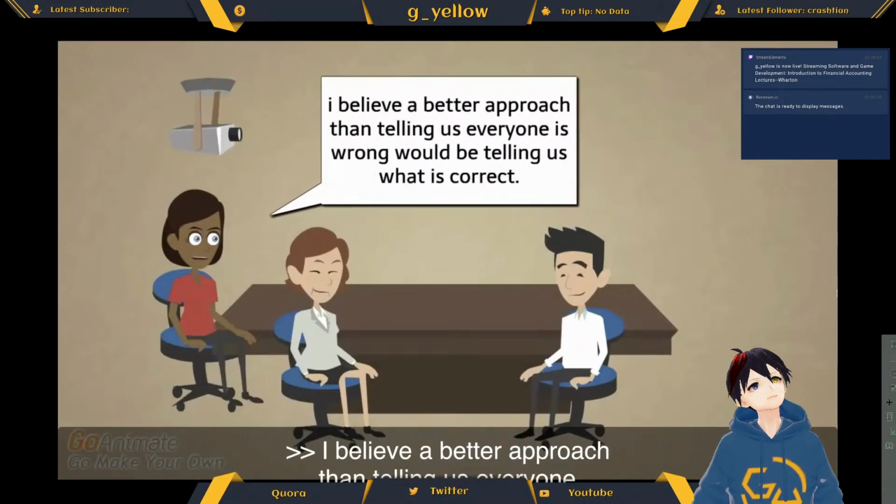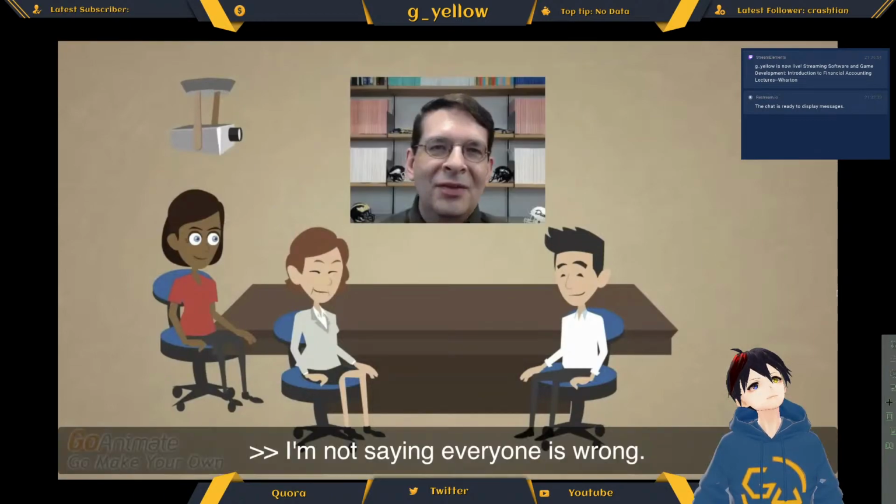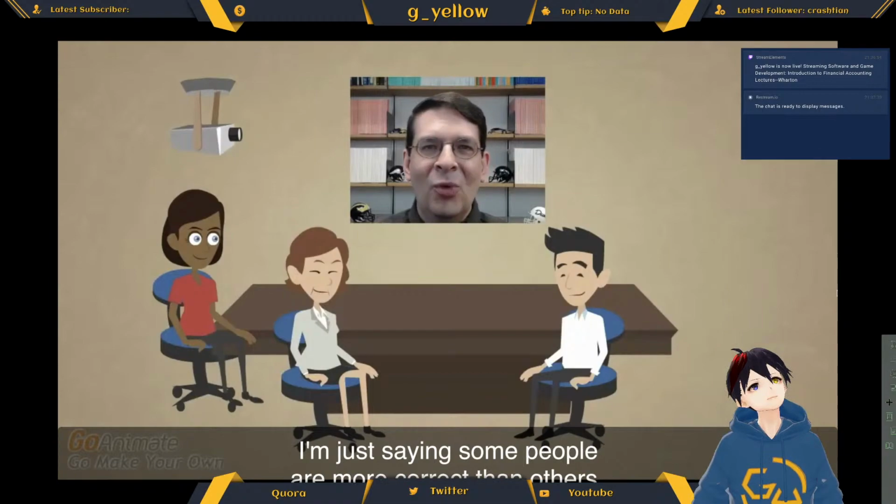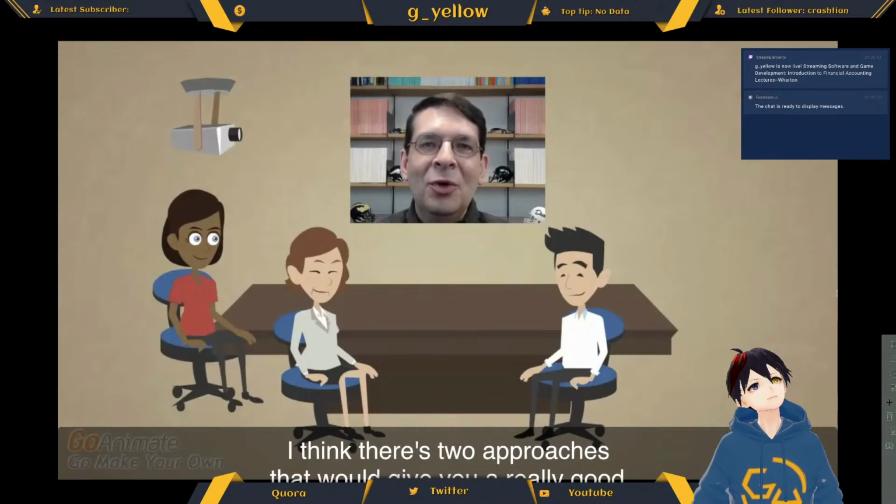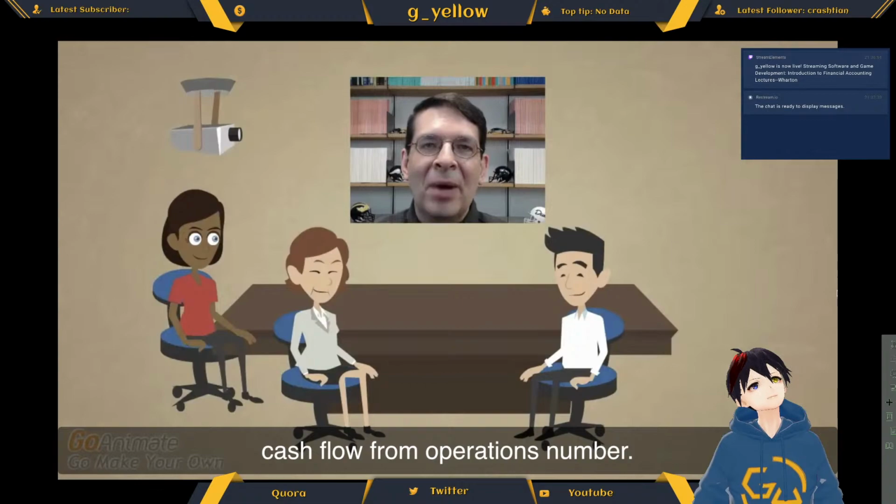I believe a better approach than telling us everyone is wrong would be telling us what is correct. I'm not saying everyone is wrong. I'm just saying some people are more correct than others. I think there's two approaches that would give you a really good cash flow from operations number.